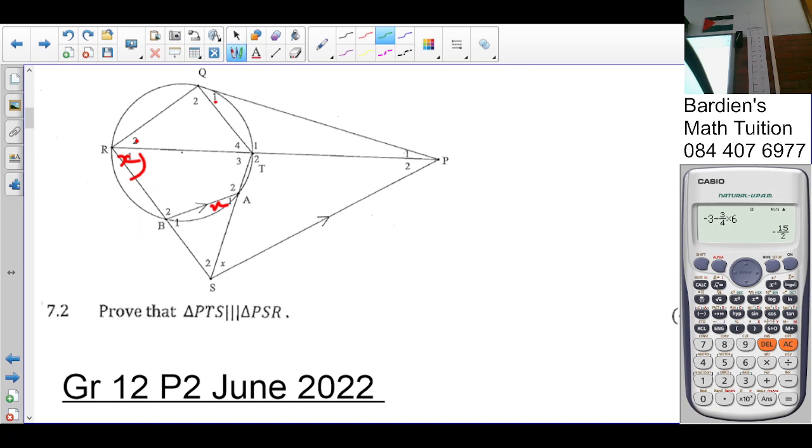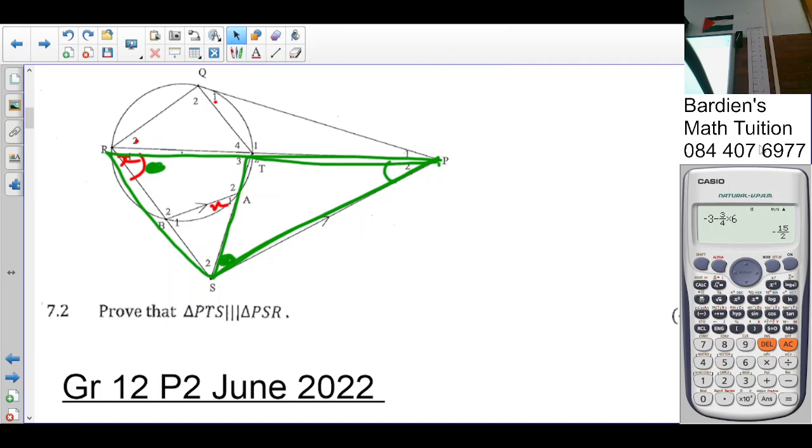In 7.2, you are asked to prove that triangle PTS is similar to triangle PSR. For that, we know that angle P2 is going to be a common angle. And then we can see that this angle there is equal to that angle. Why? Because both are x. So the third angle will fall into place, as the third angle of a triangle.